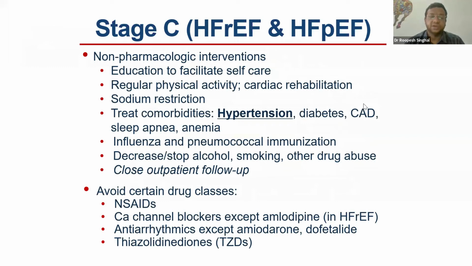treatment of comorbidities, vaccinations against influenza and pneumococcal, decrease or avoid alcohol, smoking, and other abuse. And we need to also educate about avoiding certain classes of drugs such as NSAIDs and calcium channel blockers. And we need to modulate our treatment of arrhythmias, especially in diabetes. Like we need to avoid thiazolidinediones, which are now very famous.